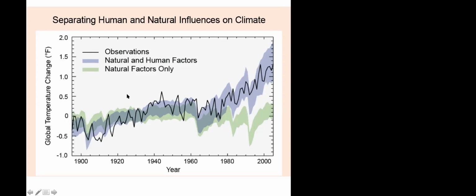So again, back here in the early part of the 20th century, it's very hard to distinguish the natural case from the human impacts case. But you can really see that the human impact case diverges starting in the 1960s or into the early 1970s. So what we're seeing today really is caused by human activities.